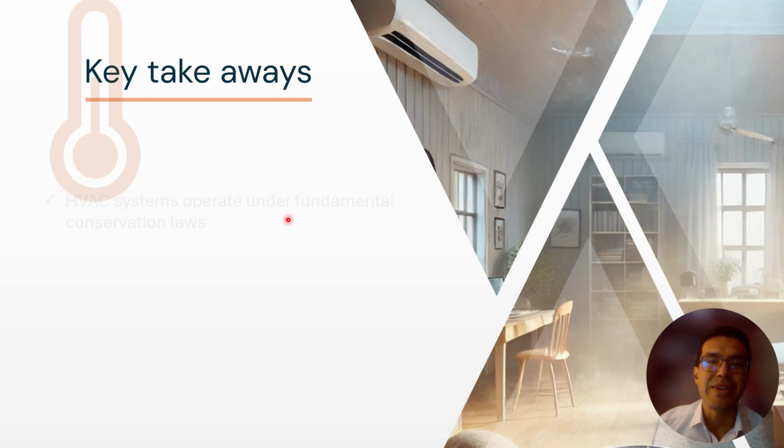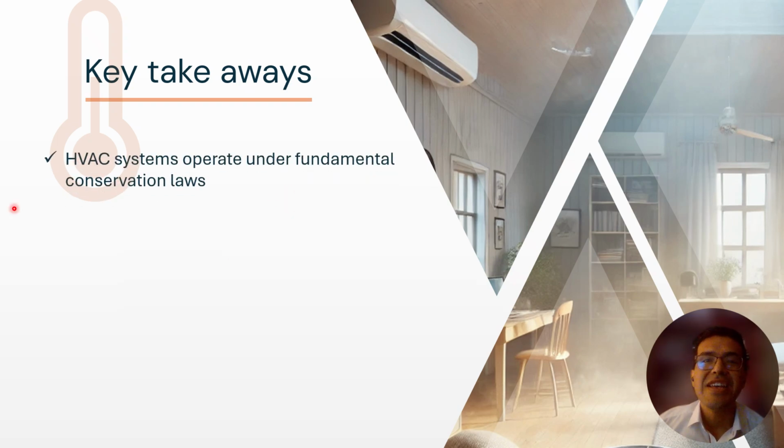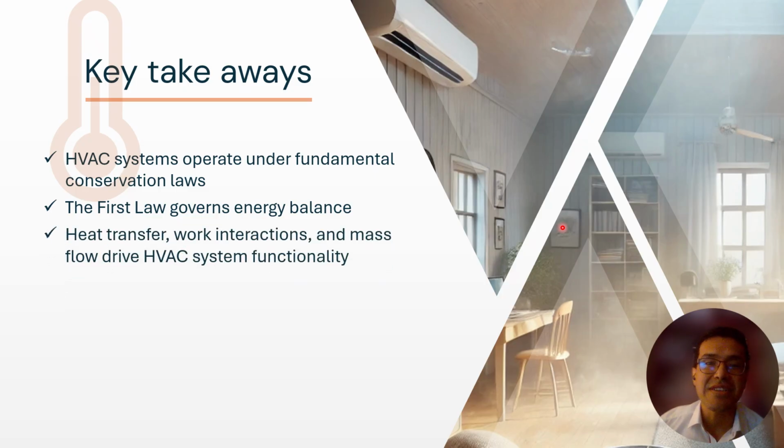HVAC systems operate under fundamental conservation laws. The mass entering a system equals the mass leaving, and energy is conserved but transferred through work and heat. The first law governs energy balance, considering internal energy, kinetic energy, potential energy, and enthalpy to analyze energy exchanges in HVAC components. Heat transfer, work interactions, and mass flow drive HVAC system functionality. Understanding how these influence heating and cooling processes allows for improved system efficiency.